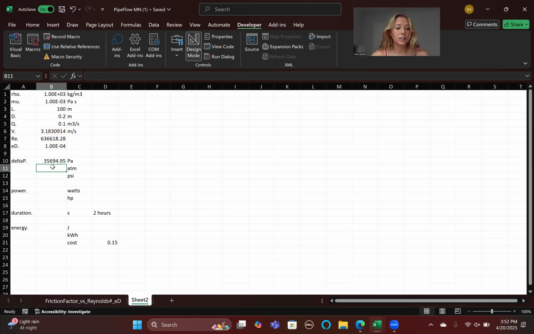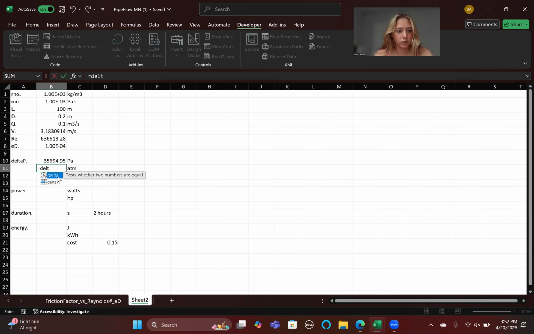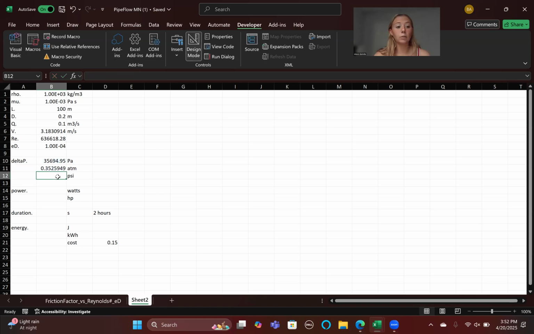Okay, now that we got that to work, we're going to convert it to atmospheres. So we're going to take our delta P, equals delta P divided by 1.01235. Now we're going to convert it to PSI, which is going to be equal to this number times 14.7.